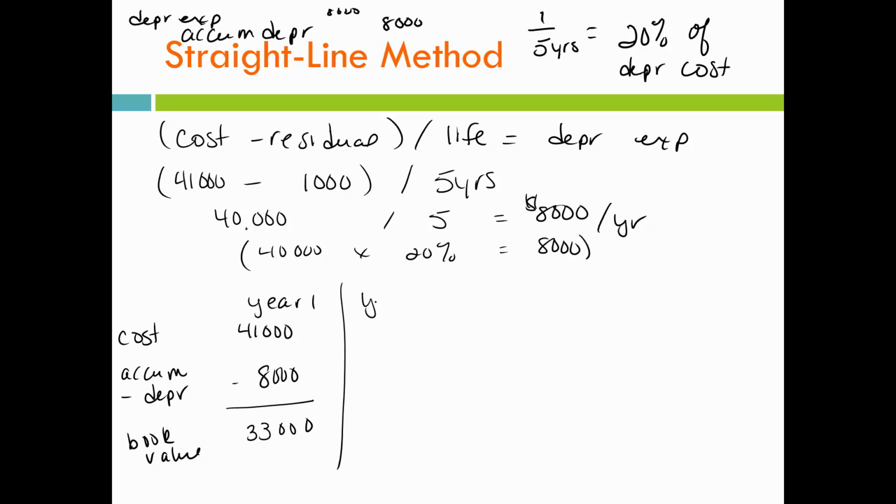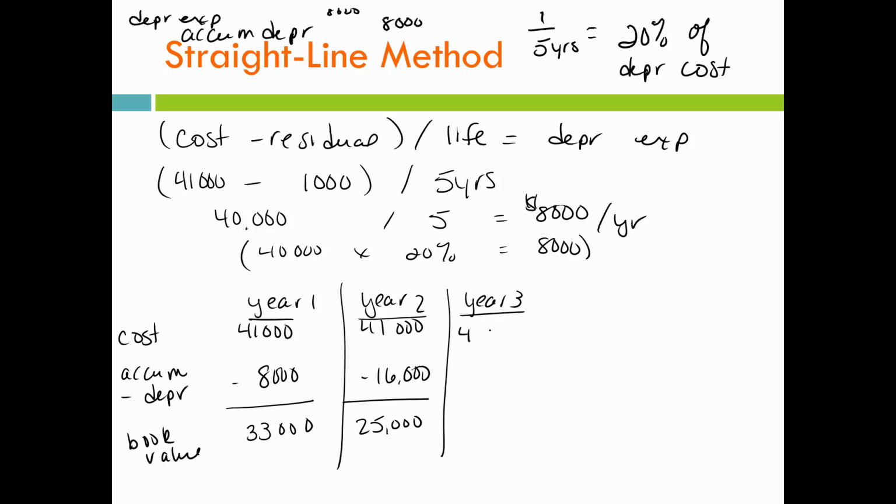In year 2, the asset on my books will still be at $41,000. It stays at that cost. But the accumulated depreciation, I'll add another $8,000 to that. So that'll be up to $16,000. So the book value goes down to $25,000. 41 minus 16.